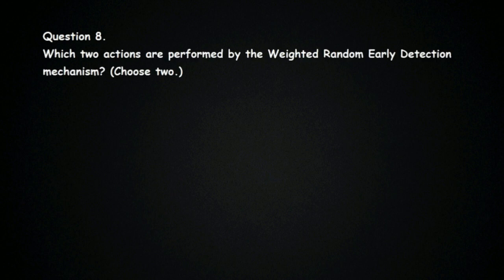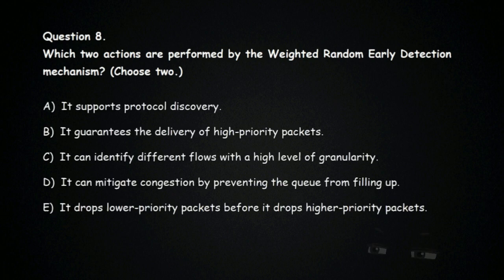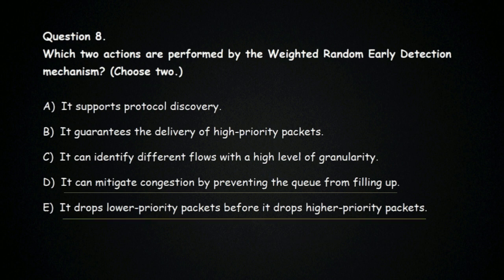Question 8. Which two actions are performed by the weighted random early detection mechanism? Choose 2. Options. Correct answers are D and E. It can mitigate congestion by preventing the queue from filling up, and it drops lower priority packets before it drops higher priority packets.